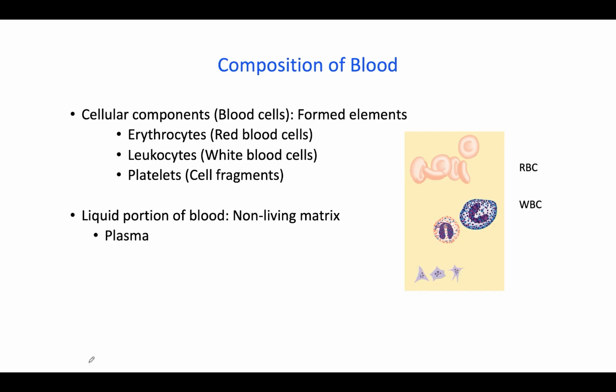Blood has a cellular component and a liquid portion. Cellular components are composed of blood cells such as red blood cells, white blood cells, and cell fragments called platelets, which are also one of the cellular components. These cellular components are called formed elements. The liquid portion of the blood is the plasma. So this plasma is the extracellular matrix to blood cells.